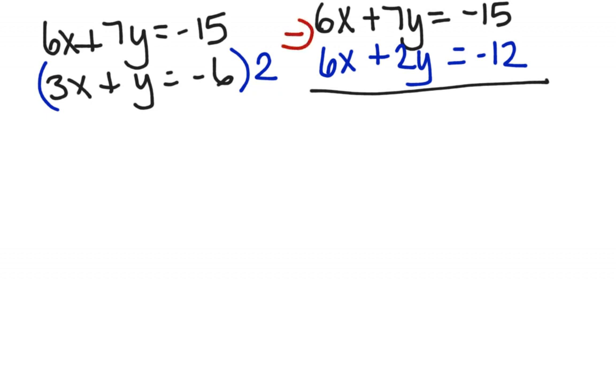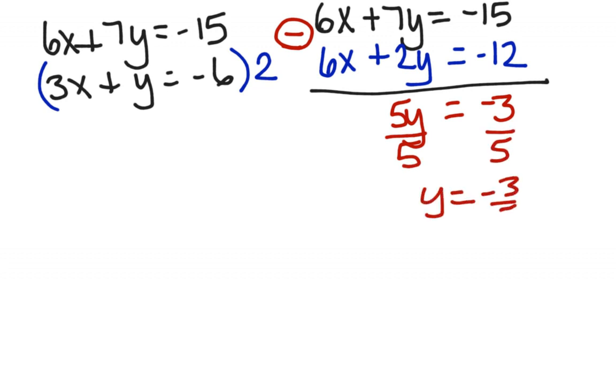In this case, I'm going to subtract to eliminate the x's, because 6x minus 6x would give me 0 x's. If we subtract my y's, we would have 7y minus 2y, which gives me 5y. And if we subtract negative 15 minus a negative 12, that's going to give us a negative 3. Now you'll notice that it looks like I'm going to get a fraction. That's okay, it can happen. Divide both sides by 5, and y is equal to negative 3/5.